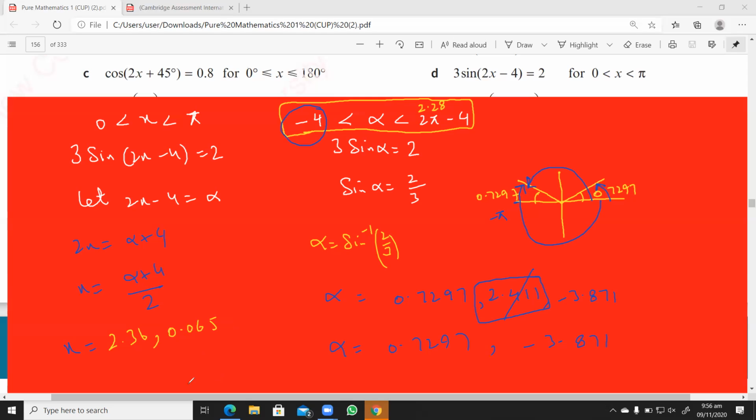Okay, anyhow, so this you must write correct to 3 significant figures.